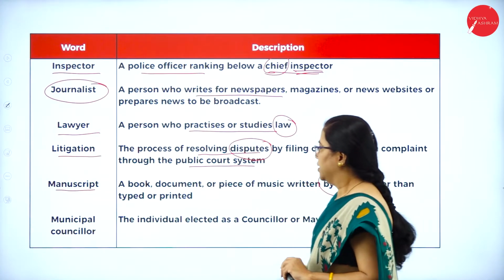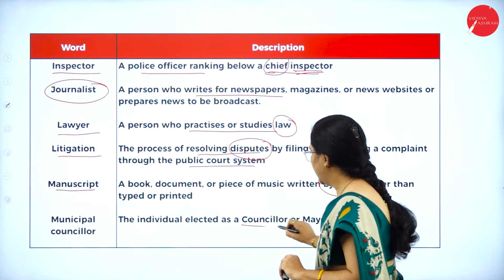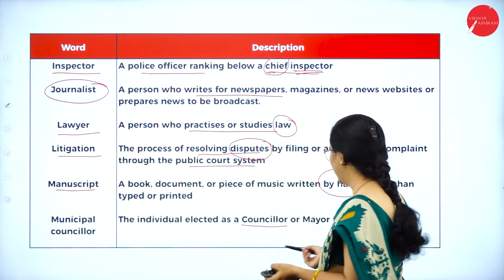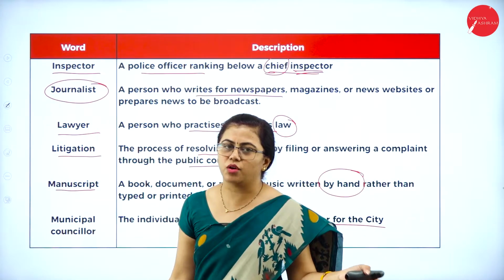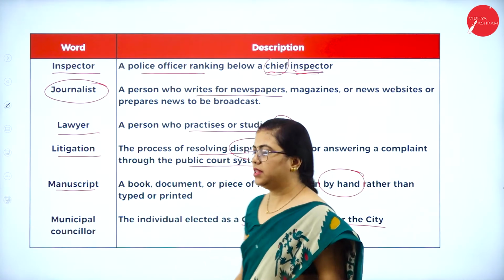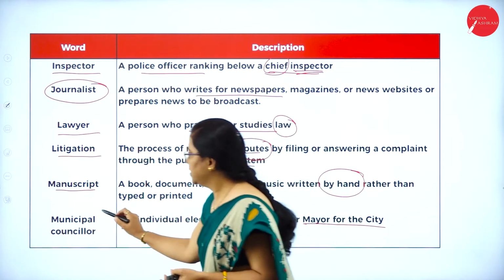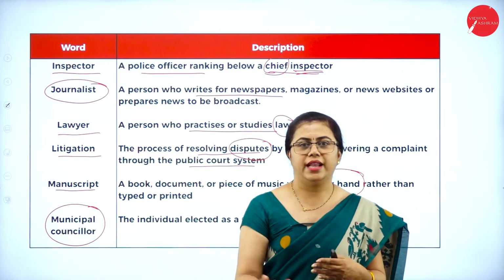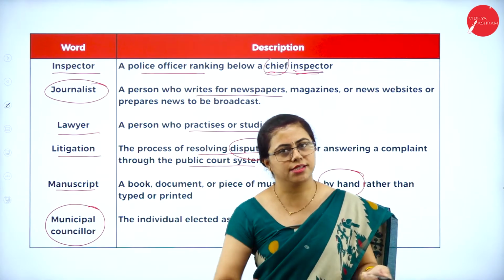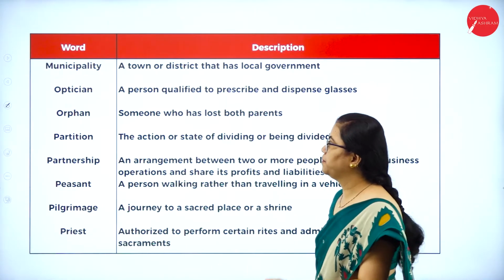Fine. The individual elected as a councillor. So it's very easy to understand, or mayor for the city. Okay, they can give councillor that word only, or it can be the mayor for the city also. So that is nothing but a municipal councillor. My neighbor was elected as a municipal councillor. That is a simple sentence that you can frame.